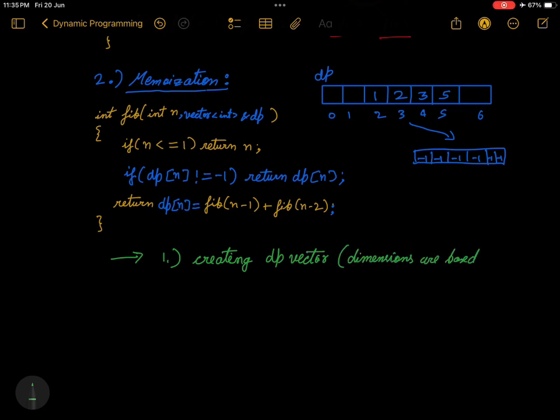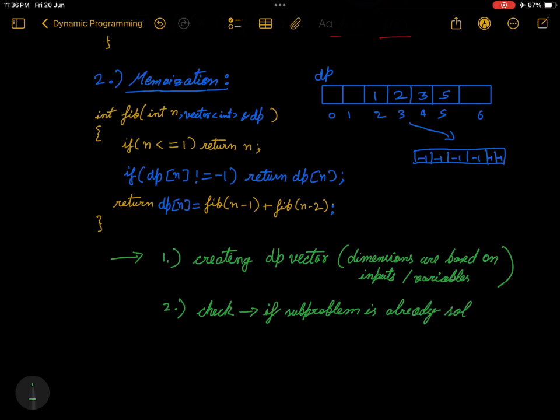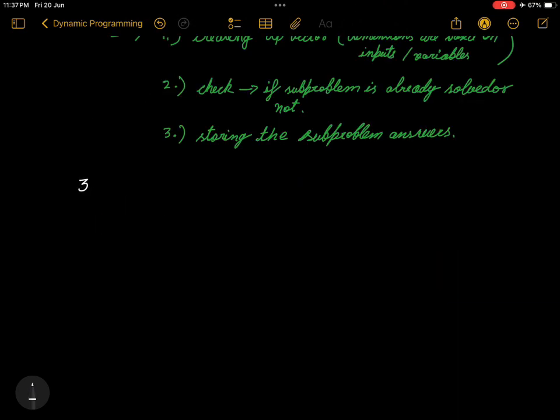Okay, so the three steps we have done in memoization are: first, creating a DP vector, where the dimension will be based on the inputs. Second, we check if the subproblem is already calculated or not, and if so, we return the value from the DP vector. And at the end, we store the subproblem answers in the DP vector.